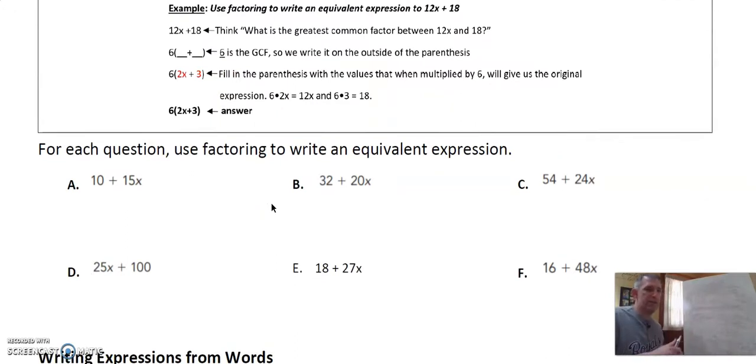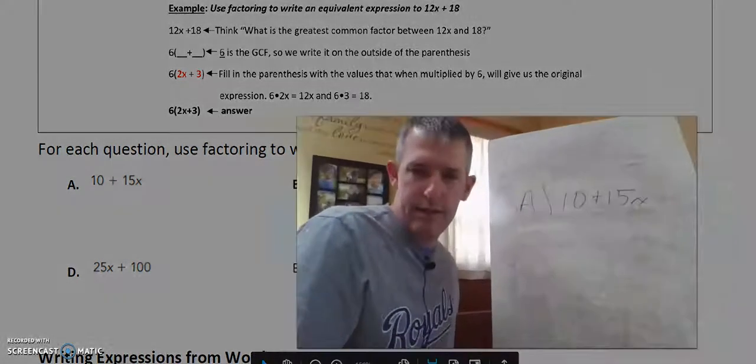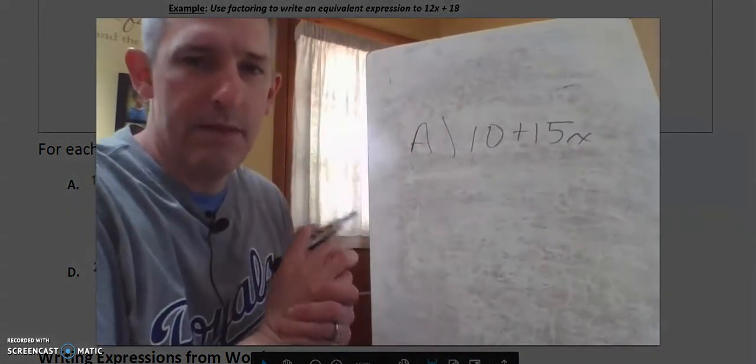So for each question, use factoring to write an equivalent expression. Let's look at A: 10 plus 15x. Take a closer look here. All right, 10 plus 15x.